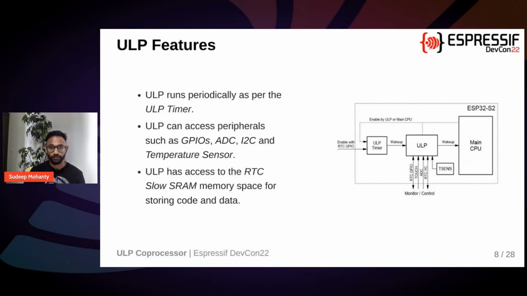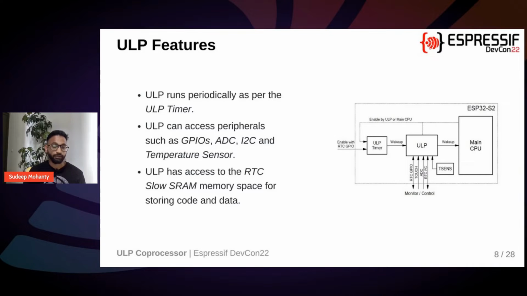And this process repeats. To make the ULP more competent, it has access to several GPIOs and some peripherals which are useful in designing an application. These peripherals are like the ADC, the I2C peripheral, and it also has access to the internal temperature sensor.